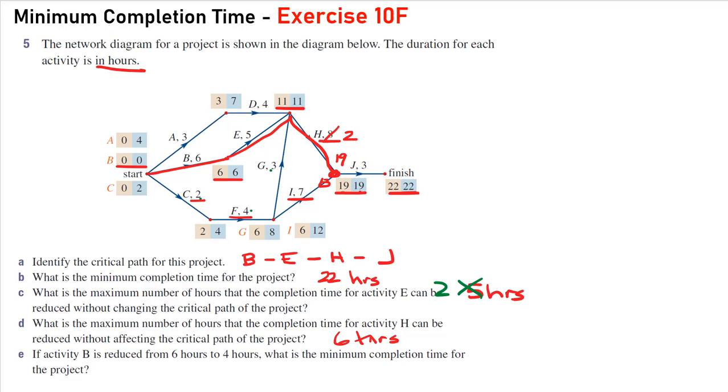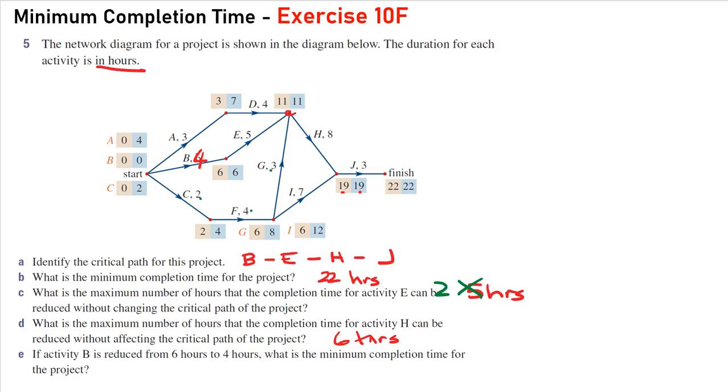Part E, if activity B is reduced from 6 hours to 4 hours, so here's activity B, if we reduce that to 4 hours, what is the minimum completion time for the project? Well, I might just go through and free up a little bit of room here. So if we're reducing B to 4, the completion time for this project, if we go through the critical path now, this is going to take potentially a little while.